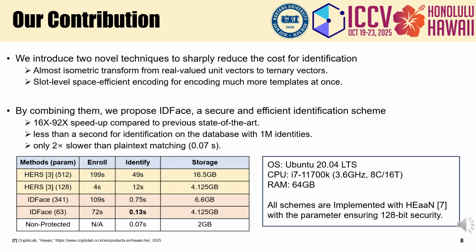By combining these two ideas, we propose IDFace, a plug-and-play encrypted face identification scheme. It achieves between 16 times and 92 times speedup compared to previous state-of-the-art methods, while maintaining strong security. On a database of 1 million identities, IDFace identifies a person in just about 0.13 seconds, roughly twice as slow as plain unencrypted matching, 0.07 seconds. In other words, it adds only a tiny 2 times overhead yet keeps all computations fully encrypted. This makes secure face identification not only practical, but nearly as fast as unprotected systems.